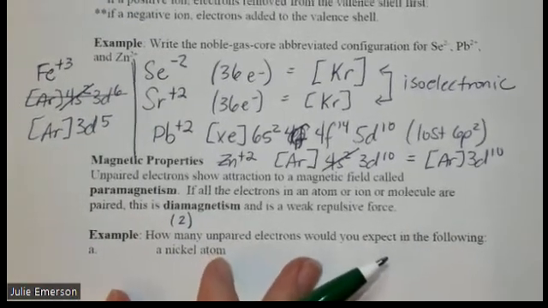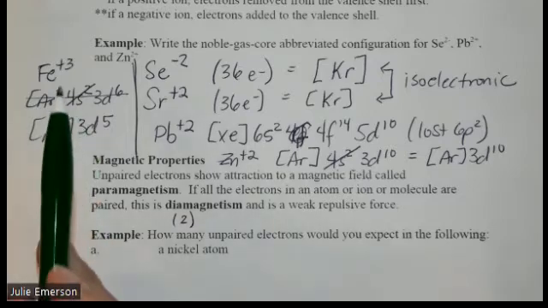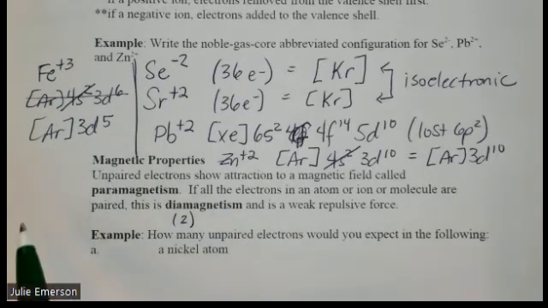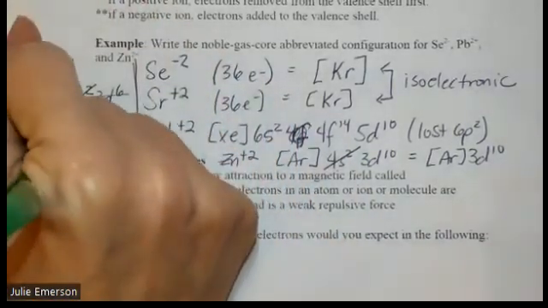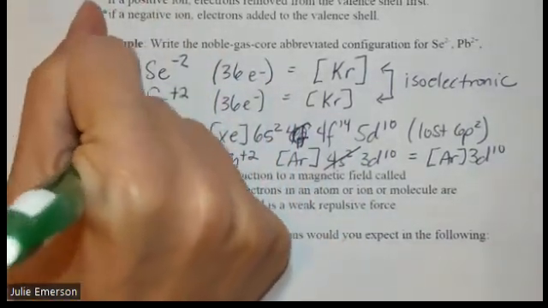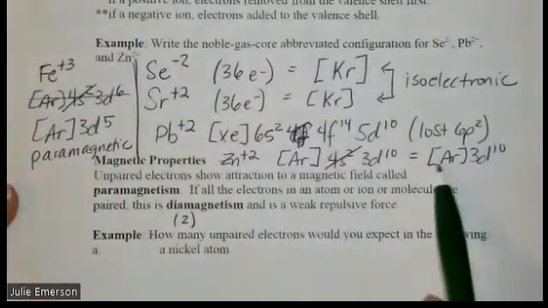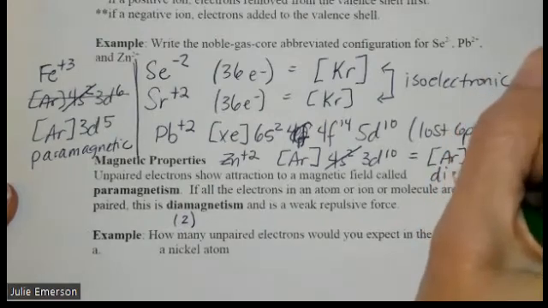And what this will allow us to kind of understand is that when you have unpaired electrons, they will show an attraction to a magnetic field. So anything like this iron 3 with 5 unpaired electrons, that would be paramagnetic. All right, so iron 3, unpaired electrons, paramagnetic. Whereas the zinc ion, right, the argon, those obviously are all paired. The 3d10 is all paired. So this is diamagnetic.